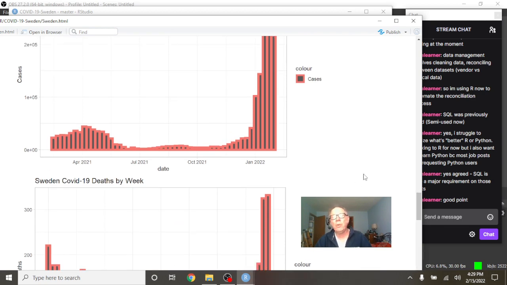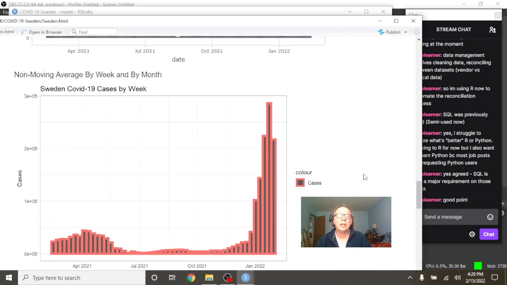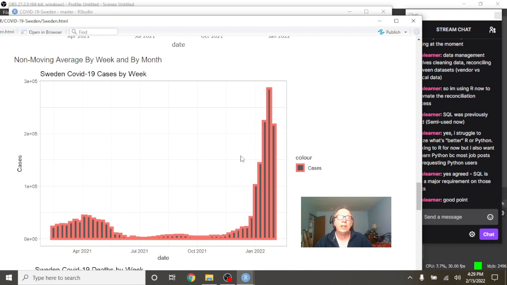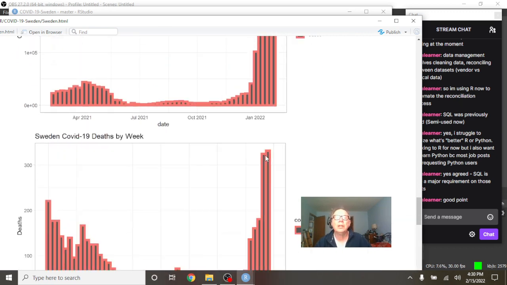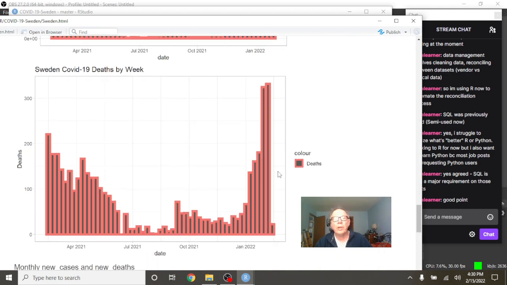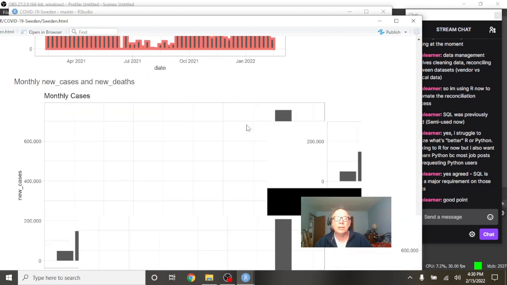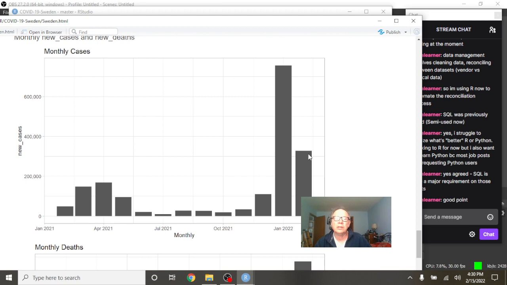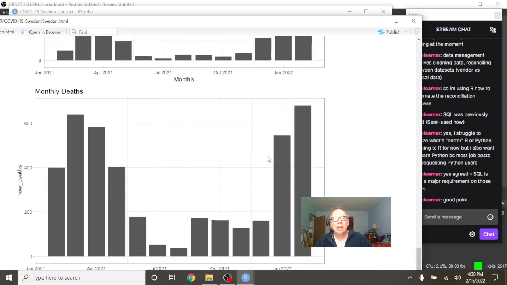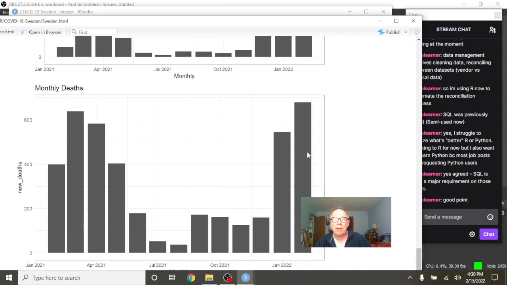So we left off here, weekly cases and weekly deaths. Now we got monthly cases. You can see that February is already the month with the second most cases out of the previous 12 months. And already COVID-19 monthly deaths for Sweden in February is the most number of deaths for a single month during the previous 12 months. And we're only two weeks in, so that's not a particularly good situation.